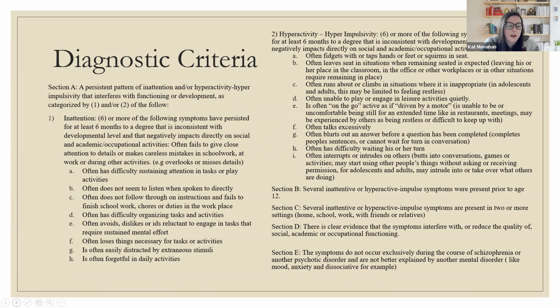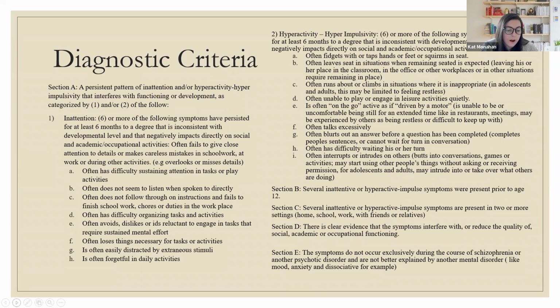Diagnostic criteria. So the diagnostic criteria for ADHD is broken up into 5 sections. Section A is a persistent pattern of inattention or hyperactivity or hyperimpulsivity that interferes with functioning or development as characterized by one or two of the following. Criteria 1 is inattention. They have to have 6 or more of the following symptoms that have persisted for at least 6 months to a degree that is inconsistent with developmental level and that negatively impact directly on social, academic, and occupational activities. It is important to note that the symptoms are not solely a manifestation of oppositional defiant disorder, defiance, hostility, or a failure to understand tasks or instructions. And for older adolescents and adults, at least 5 of these symptoms must be present.